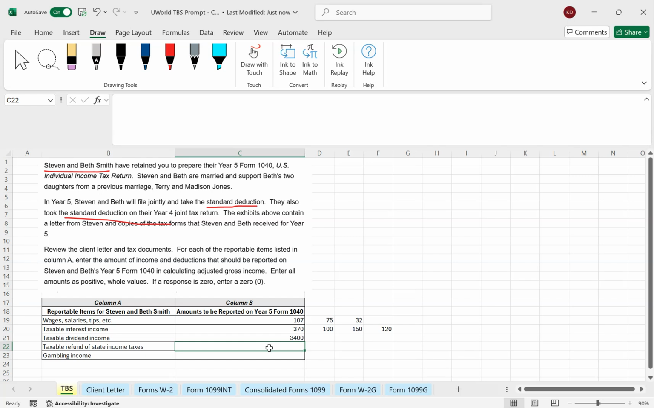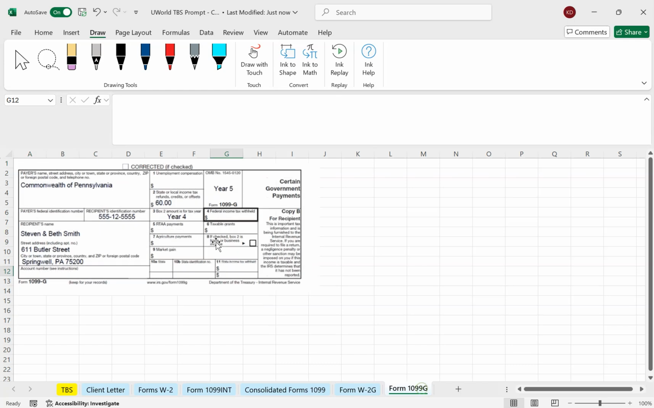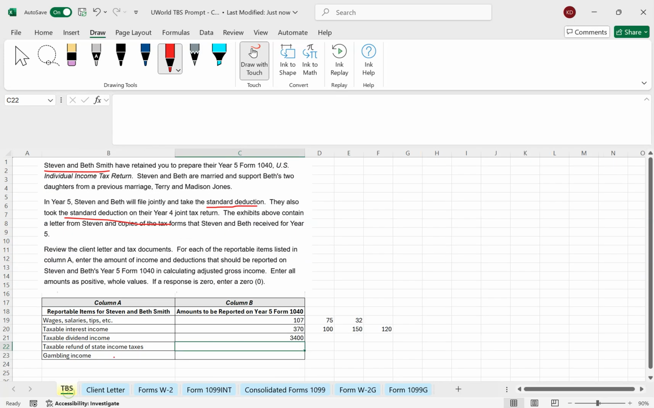Next up, taxable refund of state income taxes. What this is saying is we got this 1099-G. We must have had $60 of a refund from our state, Pennsylvania, income tax. Is this going to be taxable in the current year? Well, it depends. Did we receive a benefit from this? If you dig into the details, last year we took the standard deduction. Accordingly, because we took the standard deduction, we aren't going to experience any income from this Pennsylvania income tax refund.